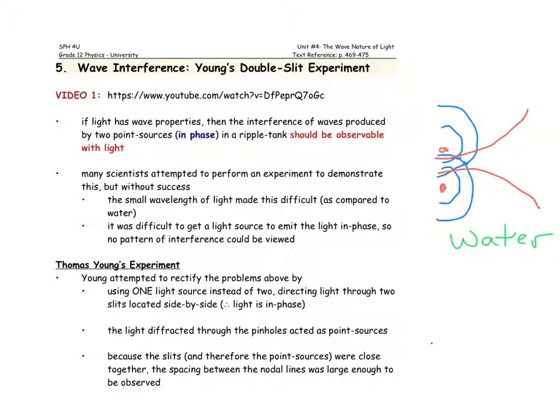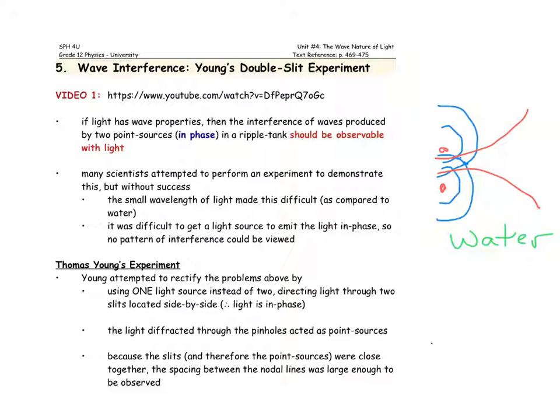The first is that the wavelengths of light are really, really, really small compared to water waves, for instance, right? And so that made it difficult to get our light source to emit the light in phase. You'll remember that when we were looking at our two-point interference, these two point sources here were in phase with one another, right? So essentially it was like, if you're touching water with the tips of your two index fingers, they were hitting the water at the same time, in phase. So this is difficult to do with light because of its small wavelengths and so hard to see.